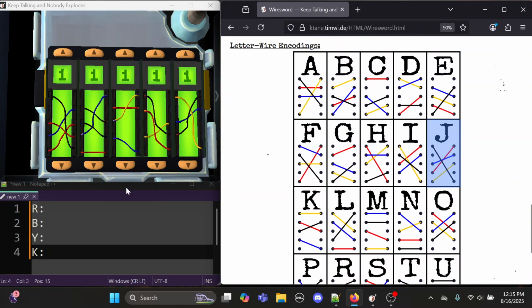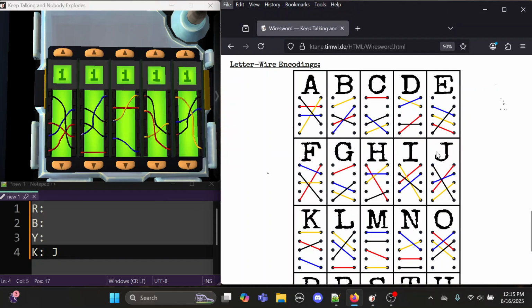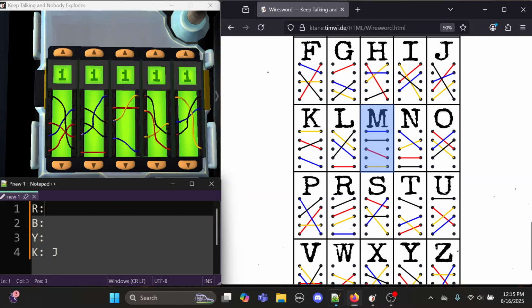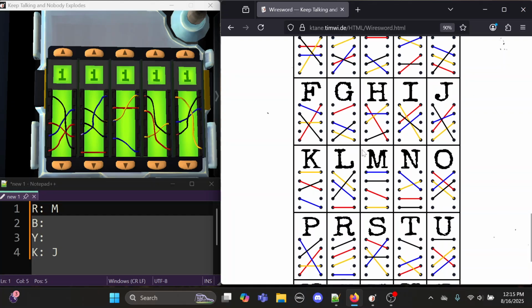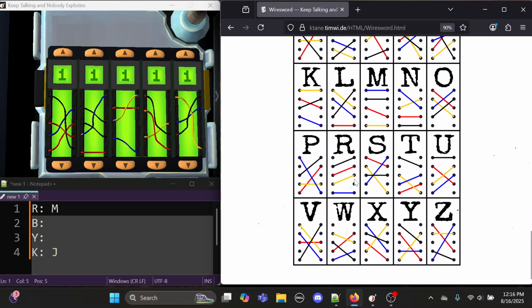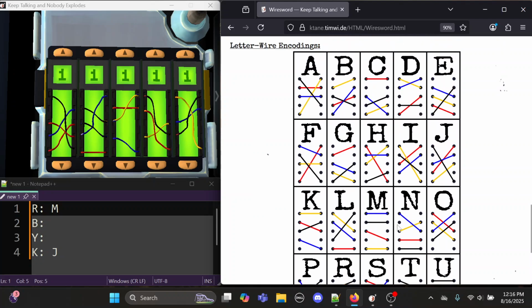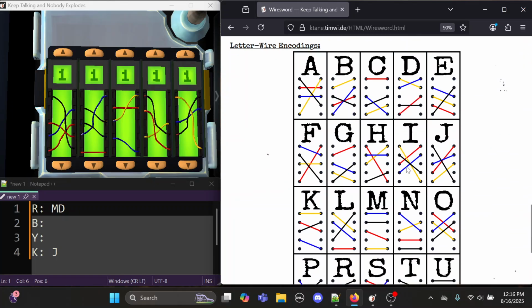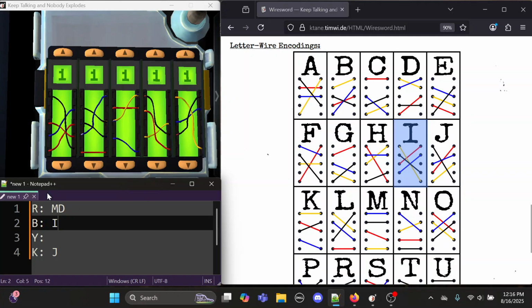Where is it? Is it Juliet? Okay, so we're going to start off with that. Then we have a red 3 to 4. Let's look for that one. A red 3 to 4 is a Mike. A red 5 to 3 is what? Red 5 to 3 is a Delta. And we have a blue 4 to 2 is an India. Okie dokie.